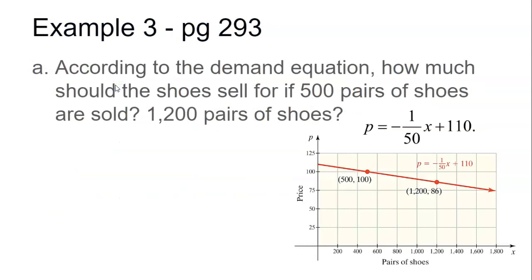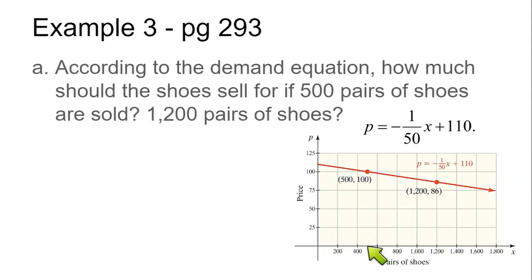And so for our first example here, according to the demand equation, which is this one, how much should the shoes sell for if 500 pairs of shoes are sold and then 1,200 pairs of shoes? And so essentially those are my X values. So we already have the graph here, where the X value is the pairs of shoes and the Y value is the price. So in this function, I know that I need to replace X with two values. First with 500 and then evaluate it for the price, and then second with 1,200 and then evaluate that for the price. And here we can easily see that from the graph.